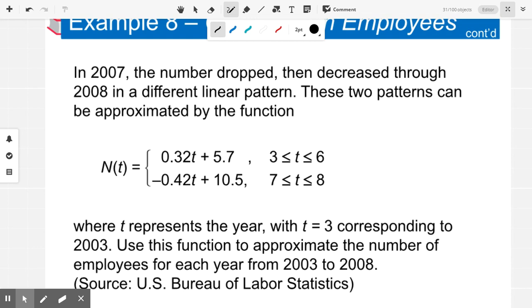These two patterns can be approximated by the function right here. This is what is called a piecewise function, right? Where there are pieces of the function. When the value of t is in between 3 and 6, this linear equation holds true. Once it gets to 2007 and 2008, this linear equation takes place. So if you're looking at values of t, if it's between 3 and 6, you would use this formula. If it was between 7 and 8, you would use this formula.